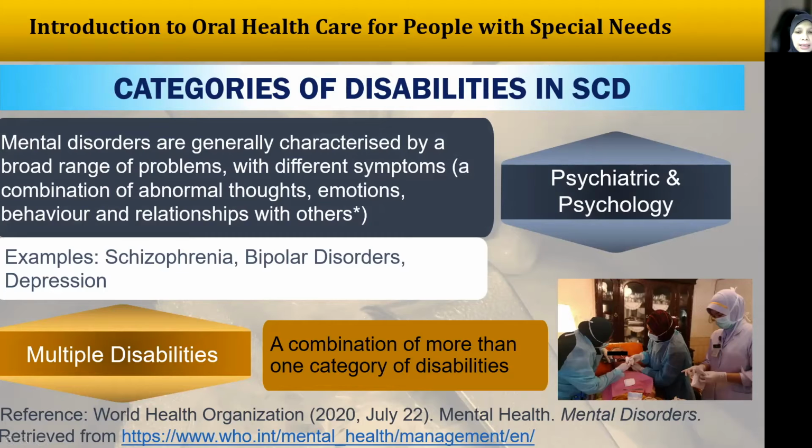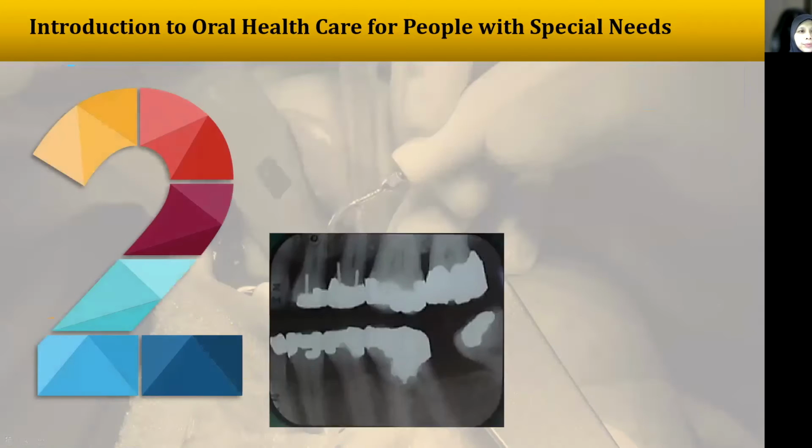Now, a lot of the time, our patients won't come to the clinic with single disabilities. Okay, they experience other types of disabilities, combinations of disabilities. For example, a patient with stroke may come to us with physical disabilities as well as cognitive impairment and other issues as well. Okay, so these patients can be categorized as having multiple disabilities.